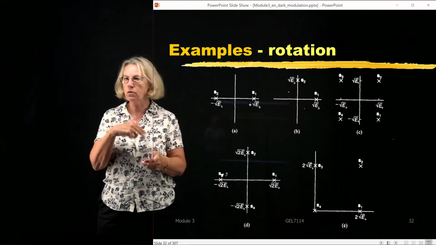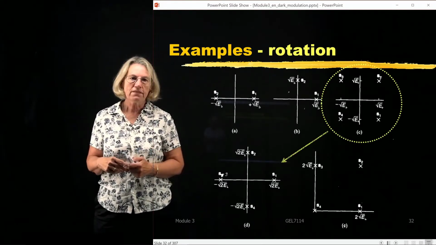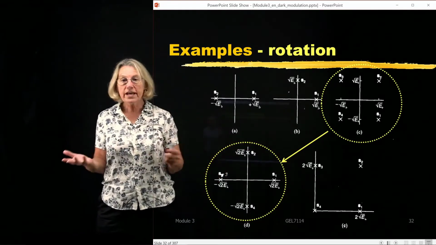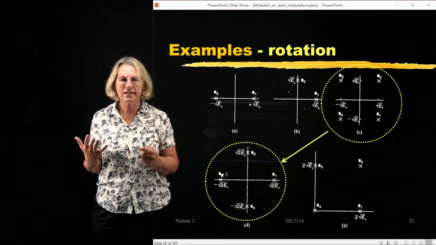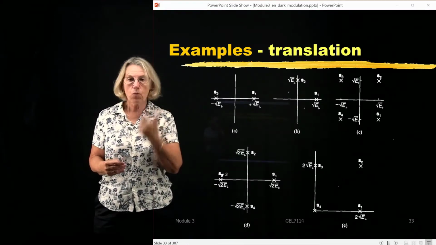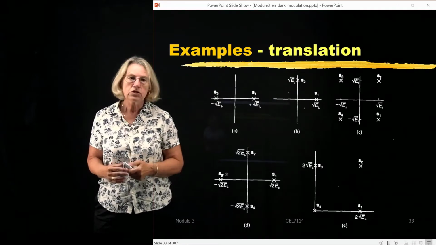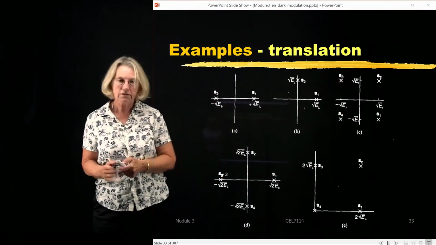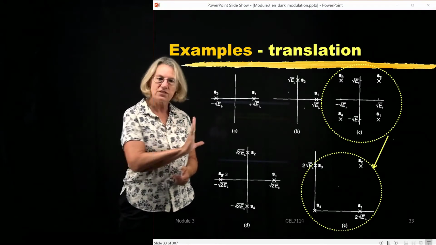And here I show you a rotation. And then so this is the same modulation format. I've just rotated it within the same signal space. Another way I could have manipulated it was to do a translation. So now I start with this one and I sort of push it to the right.